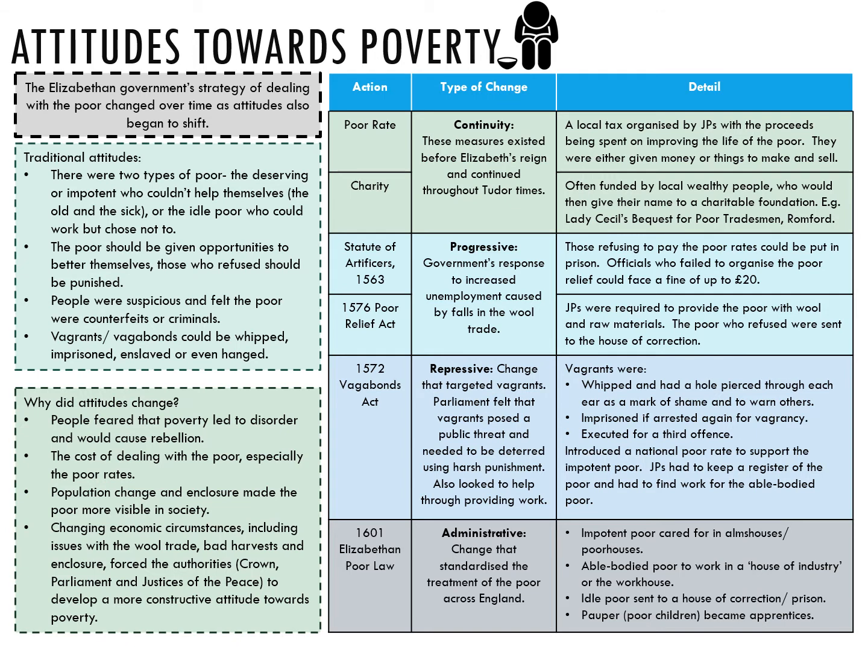And we then have the 1576 Poor Relief Act, which says Justices of the Peace were required to provide the poor with wool and raw materials to enable them to make and sell things. The poor who refused to do so were sent to a special prison known as the House of Correction.